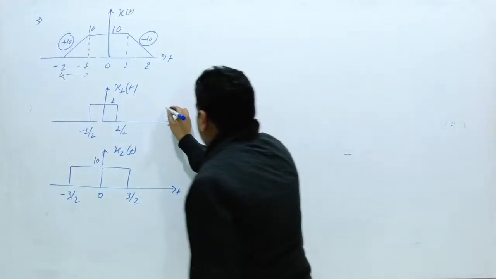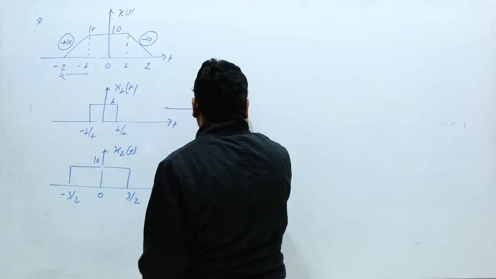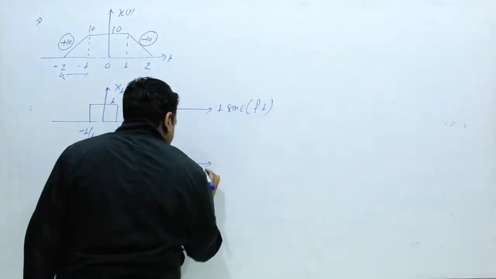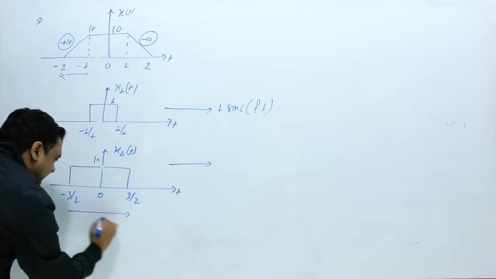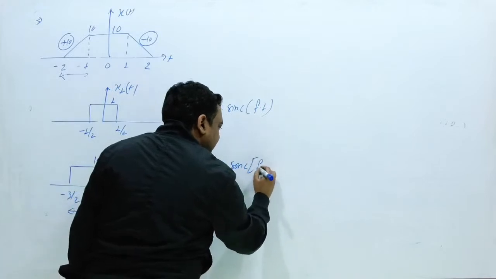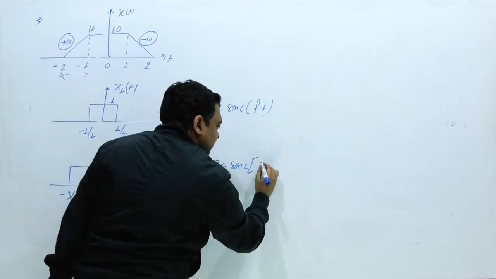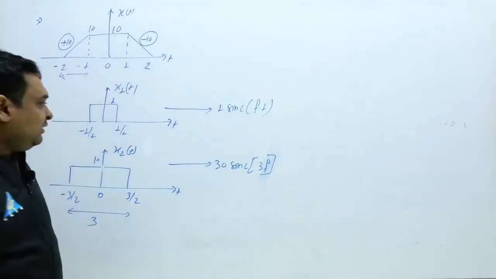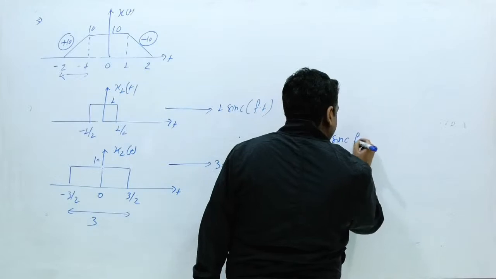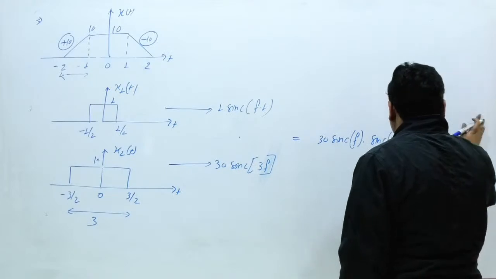The result will be the Fourier transform. What will be this Fourier transform? This area is 1 into 1, so this is 1, sinc f into 1. Can I write? Now what will be the Fourier transform of this? This is 10 into this width, which is 3. 10 into 3, that is 30, sinc f into tau. And what is tau here? Tau is 3, so this is sinc 3f. Can I write? Now what will be the multiplication of these two? What answer are you getting? 30 into 1, 30, sinc f multiplied by sinc 3f. You will get this answer.